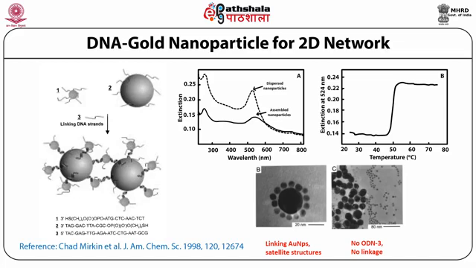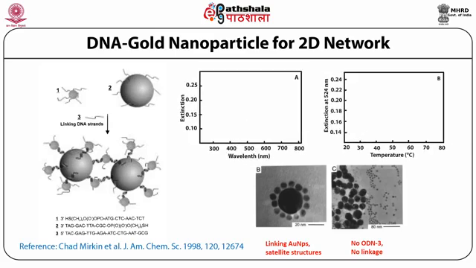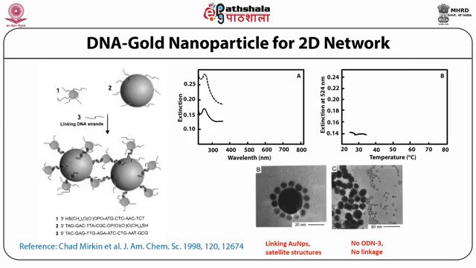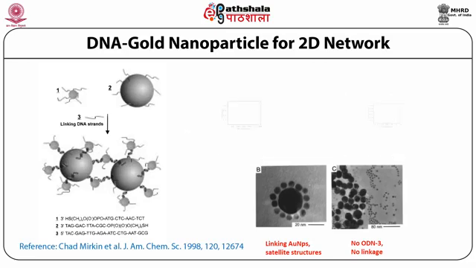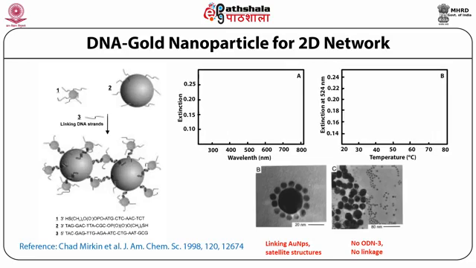You can see the UV spectra, the surface plasmon resonance. Dispersed nanoparticle has higher absorbance, but once you assemble the nanoparticle, it goes down, because of the hybridization of the complementary DNA strand. If you heat it up at the melting temperature, the hybridized DNA structure gets separated again into single strands, and it's a very sharp transition.